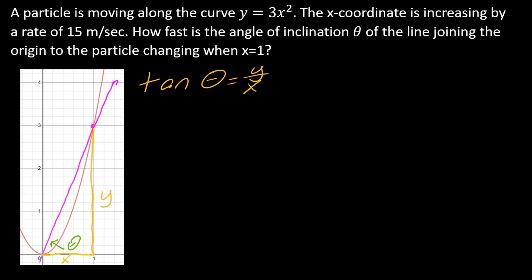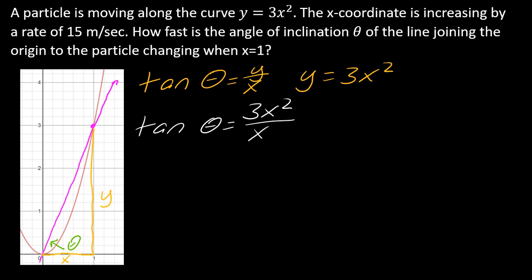But we can go a little deeper with this because we know that y is equal to 3x squared. So I can just plug that in for my y. So now I've got tangent theta equals 3x squared over x. I literally just plugged in the y function, and then of course you can simplify this. So this just becomes 3x. So here's the situation that we have in this particular problem.